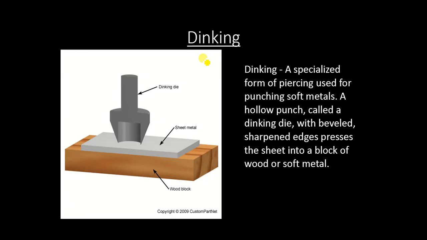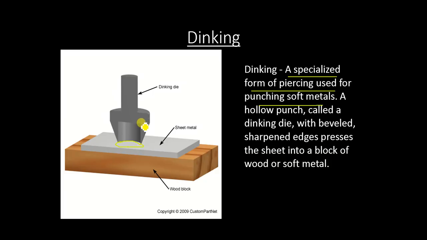So this is a basic kind of piercing process or operation. Let us read what is written over here. A specialized form of piercing used for punching soft metal. So we have the sheet metal over here, then we have the wooden block over here which is used for supporting it, and we have a dinking die over here. Clear? And if you notice the die, it has a circular shape. I mean, this is a cut section view. It will be in a circular shape like this.